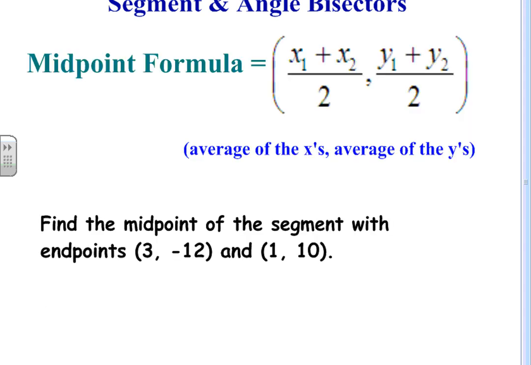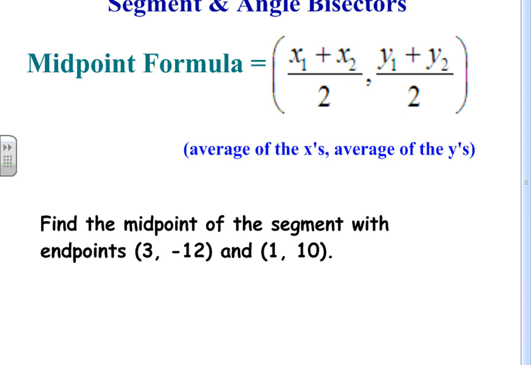If you have a segment that's on a Cartesian plane and you know the coordinates of the endpoints, you can find the midpoint using this formula. It's finding the average of the x-coordinates and the average of the y-coordinates. And when you're finding the average of two things, you add them together and divide by 2. So that's what this formula is showing you.